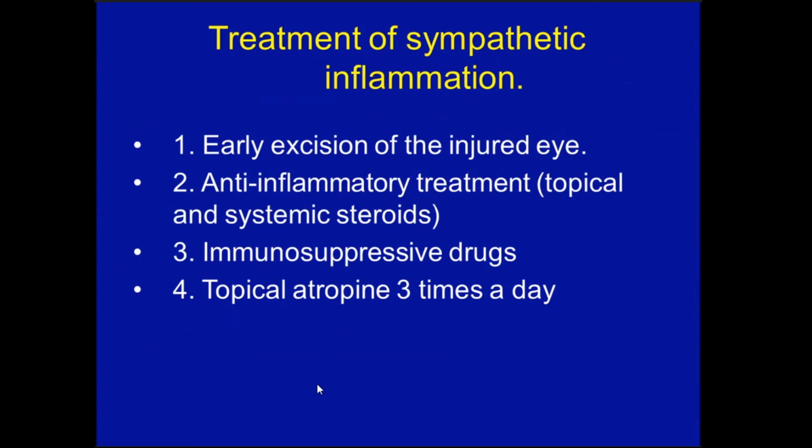Treatment of sympathetic inflammation is very difficult. We should make enucleation of the injured eye. We should use serious, aggressive anti-inflammatory treatment, like topical and systemic steroids, in severe cases immunosuppressive drugs, and of course atropine to prevent synechiae and other plastic processes.